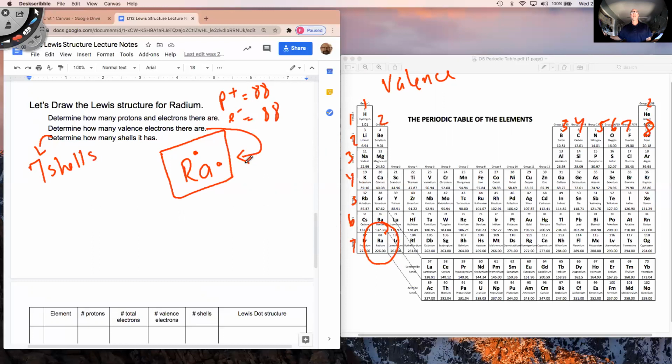We'd already done that. There's 2. 2 valence electrons. So the new things we're learning are valence electrons. We already know protons, we already know electrons, and we already know shells. So now we're going to put all of these ideas together.